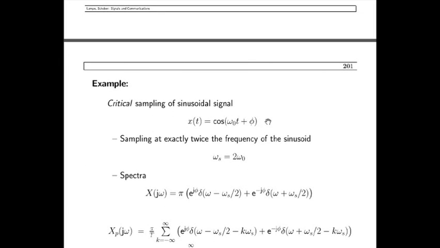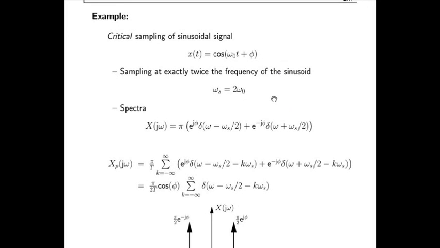Now let's see one example: critical sampling of a sinusoid signal. Critical sampling is Nyquist rate sampling where omega s is equal to 2 omega m. X of t is cos(omega naught t plus phi). So we are sampling the signal at exactly twice the frequency of the sinusoid, where omega s is equal to 2 omega naught. The frequency domain expression of the signal x of t will be like this, which you can all find out, as I have told you the Fourier transform for both continuous and discrete time signals.